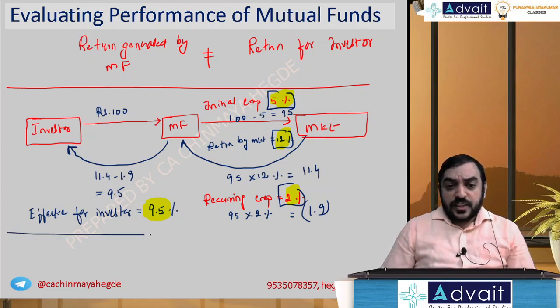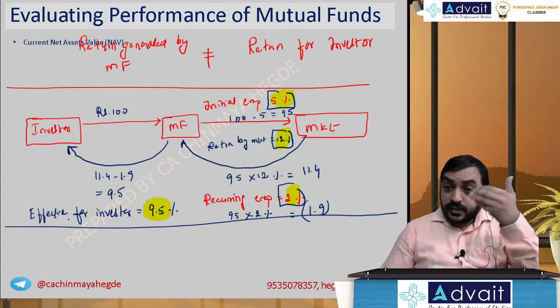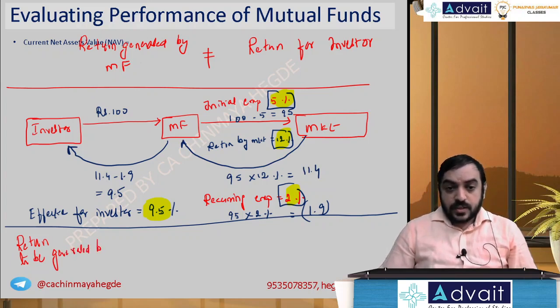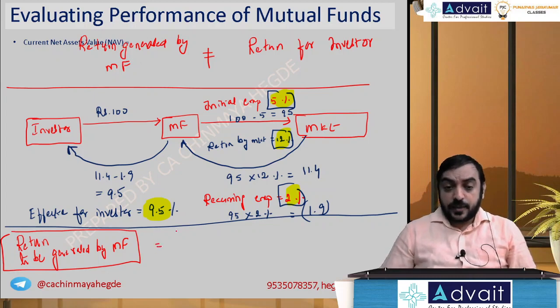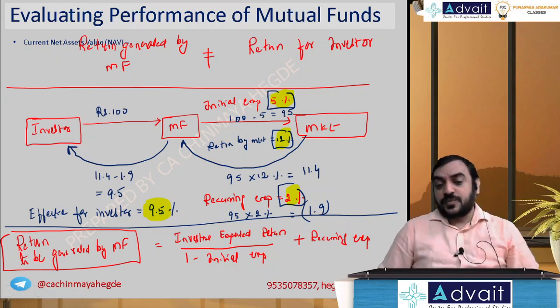Okay. So I'll give the formula. If they ask you what is the return generated by the market, they will give you return expected by shareholder. Then they'll ask you what is the return that mutual fund should generate. For that, you can write this formula: return to be generated by mutual fund from the market to meet the investor expectation. This is given by investors expected return divided by 1 minus initial expense plus recurring expense. Basically, the denominator is net investment plus recurring expense.